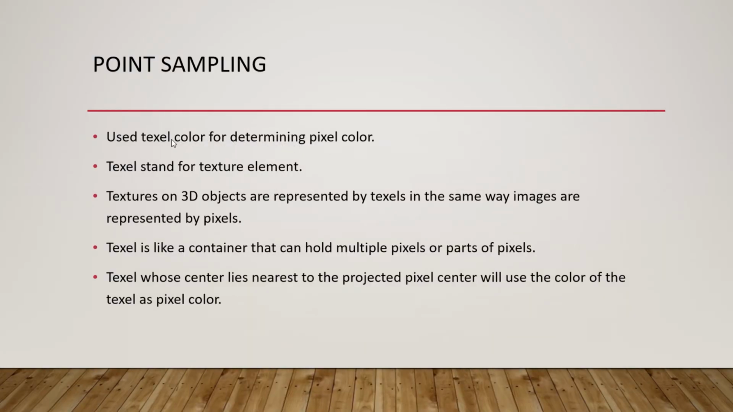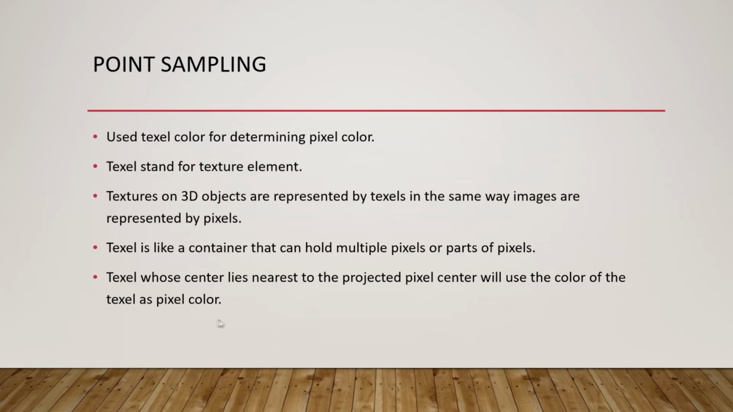Point sampling actually uses a texel color for determining pixel color. And what is a texel actually? Texel is a short form of texture element. While a pixel represents the 2D version of images, a texel represents 3D objects. A texel is like a container that can hold multiple pixels or part of a pixel. The texel whose center lies nearest to the projected pixel center will have its color used as the pixel color.